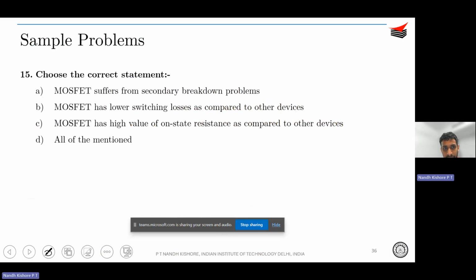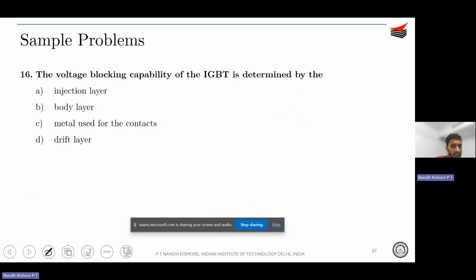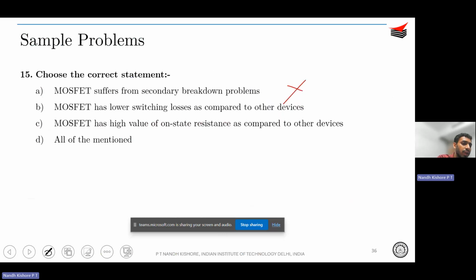MOSFET suffers from secondary breakdown problems. MOSFET has lower switching losses as compared to other devices. MOSFET has high value of on-state resistance as compared to other devices, are all of the above mentioned. So generally, MOSFET doesn't suffer from secondary breakdown problem. MOSFET has lower switching losses is one, and MOSFET has higher on-state resistance. So the answer is it has lower switching losses. That is why you are able to go at a higher switching frequency. So the answer is MOSFET has lower switching losses.